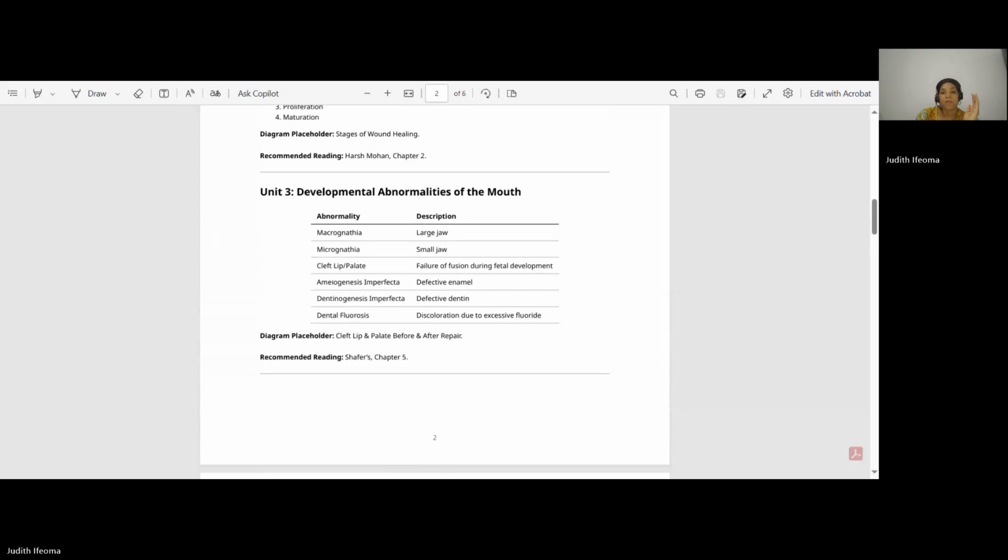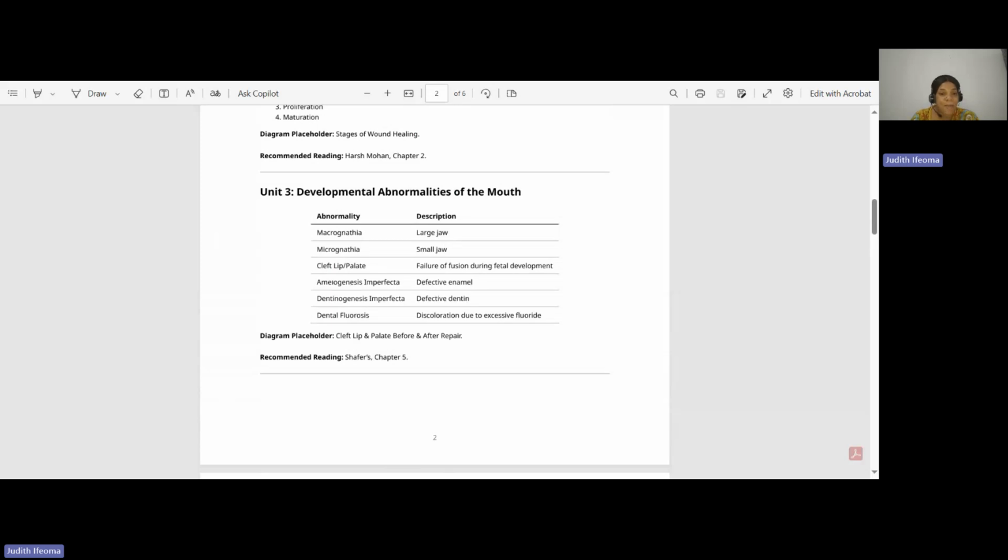We have amelogenesis imperfecta. I might not be good with teaching pronunciation, but I'm just trying. I don't want you to get scared about the pronunciation. I just want you to flow along.